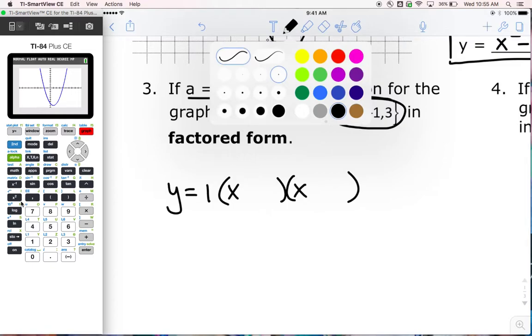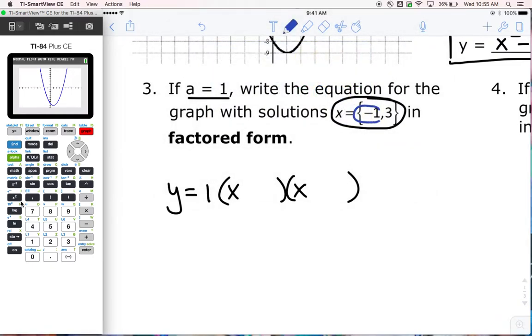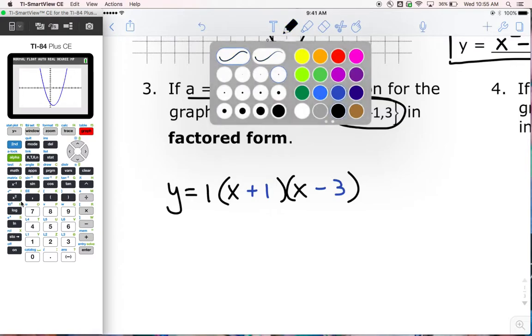All right, so apparently when x is -1, I get a 0. Those are my solutions, right? So -1, it's got to be +1 will give me a 0. Change the sign. And then again, 3 is giving me a 0, which means that I've got to have a -3 in my equation. Or, like I said, if you just want to remember, change the signs, do that. Perfect. All right, here's my equation.